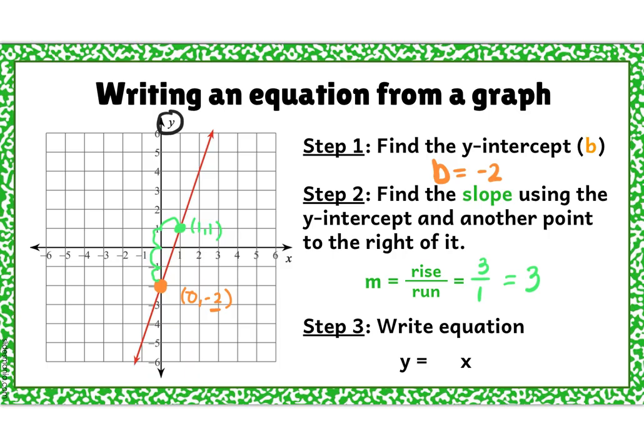Once I have my information for slope and y-intercept, I just need to plug it into the format y equals mx plus b. So my equation is going to be y equals m, which in this case is positive 3, x plus b, which in this case is -2, and I just wrote an equation.